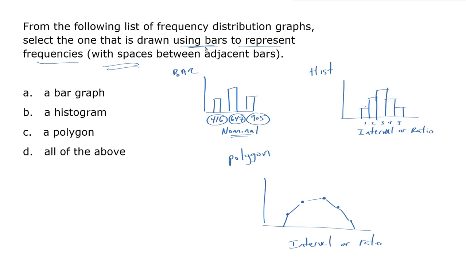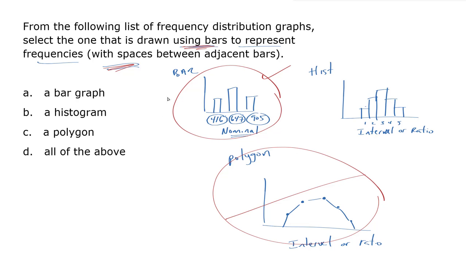So they're asking us for the one that has bars, so that means that we're not going to consider the polygon. So we need bars to represent frequencies, and it has to be with spaces. So this is the choice, and the answer is A, bar graph.